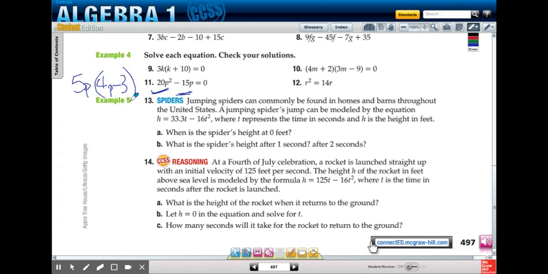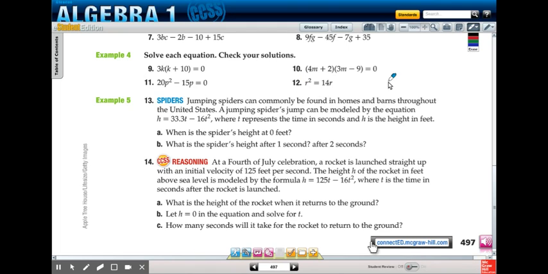Now I can set each of those parts equal to 0. So 5p equals 0, and 4p minus 3 equals 0, or in other words, 4p equals 3. This one up here, p equals 0. Down here, p equals 3/4.